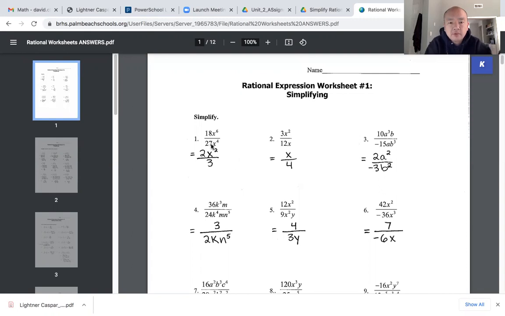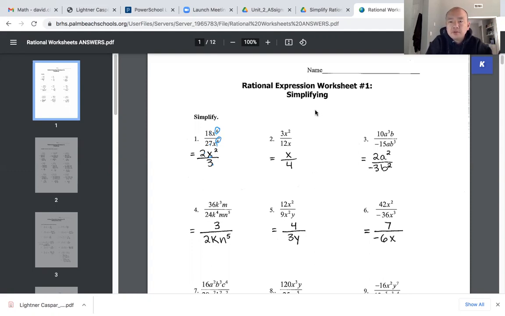So 18 over 27, 9 goes into both. And since 9 goes into both, 9 goes into 18 two times, 9 goes into 27 three times, right? And then x^6 over x^4, right? X to the sixth power over x to the fourth power. Remember, when you divide exponents, you're going to subtract the exponent itself. So that's why you just have x squared on top, okay?